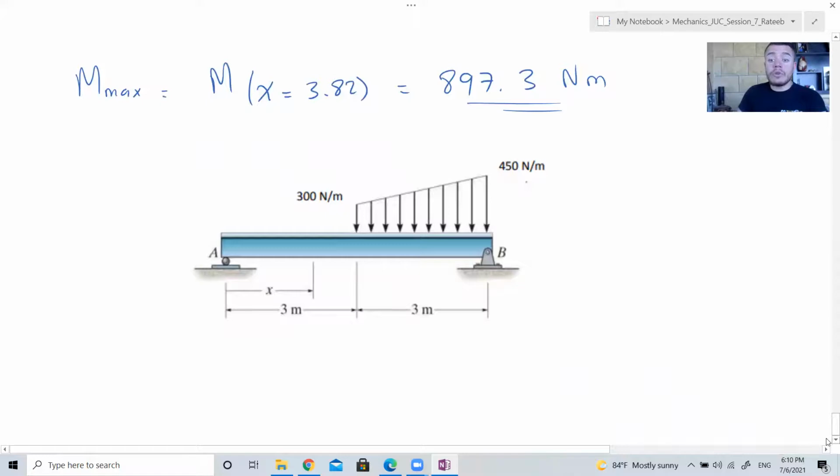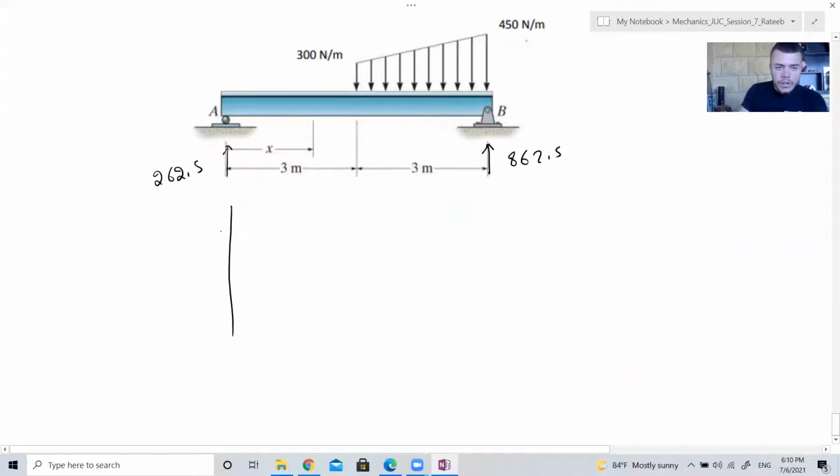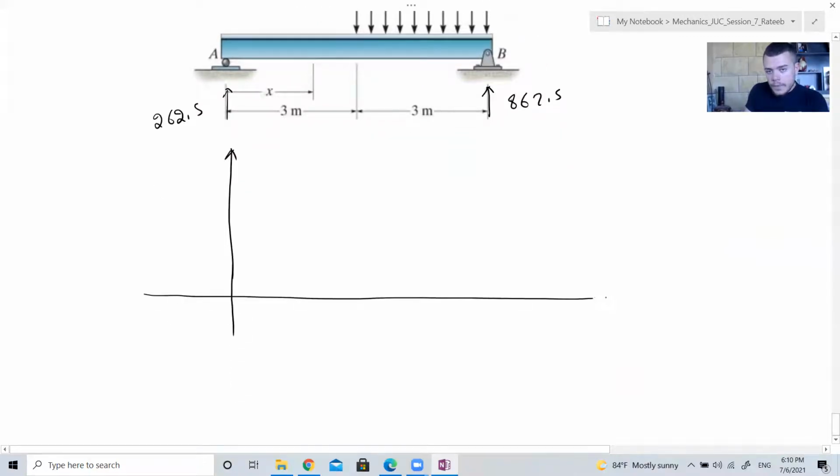Now we can draw the shear and bending diagram. Here you have reaction 262.5. Here you have reaction 862.5. Now I can draw the shear and bending diagram. Draw it under the beam. This is x in meter. This is v in newton.